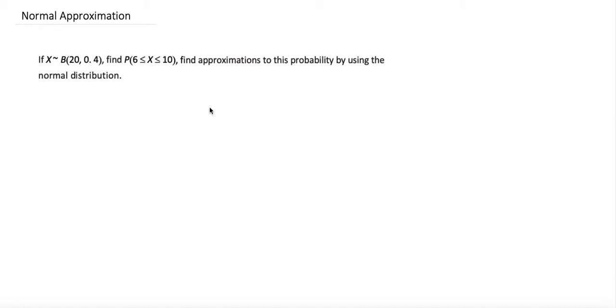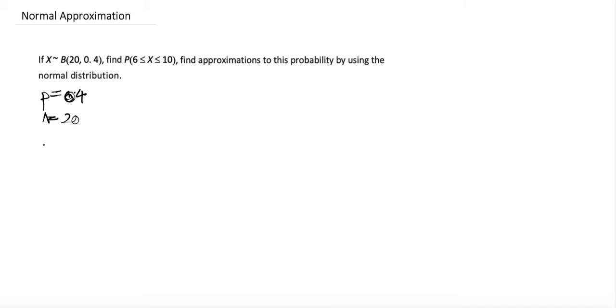Is 0.4. Okay, so I'll denote this with p equals 0.4 and n equals 20. The sample size is 20, and the question is: x is binomially distributed where n equals 20 and the probability of success is 0.4. Find the probability when x is between 6 to 10, inclusive of 6 and 10. Find an approximation to this probability by using the normal distribution.